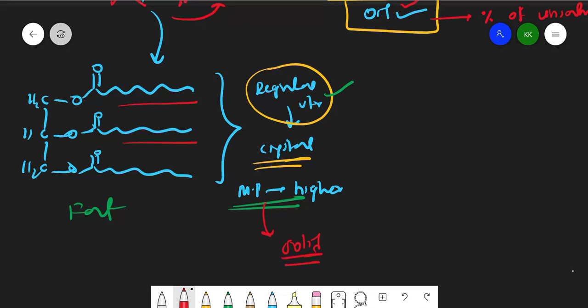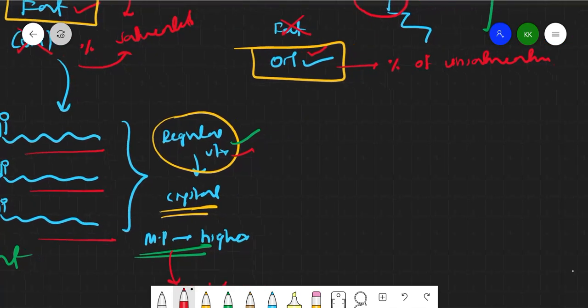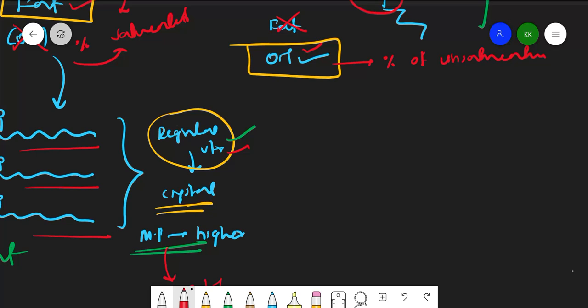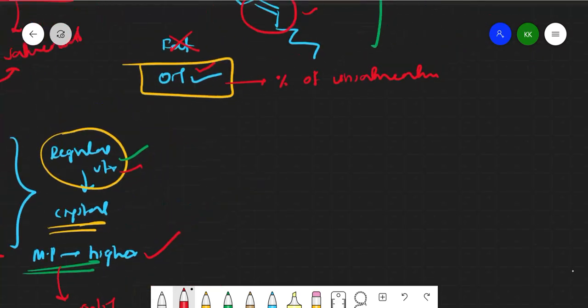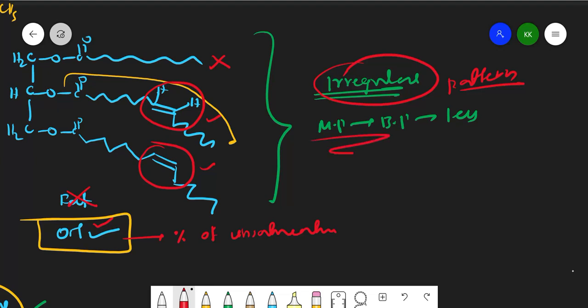Because of this linear structure, they will have a regular structure, so they can form a good crystal, because of which it will be very saturated, with a regular pattern, right? Because of the regular pattern, higher melting point, so they will be solid. Whereas these oils have an irregular pattern, I have told you, because of this irregular pattern, their melting point and boiling point will be less, so most of the times they will be liquid, right?